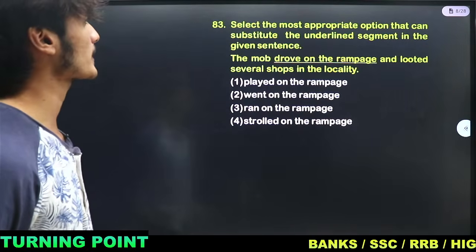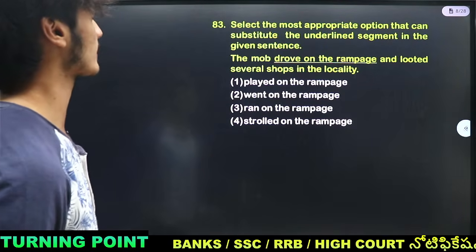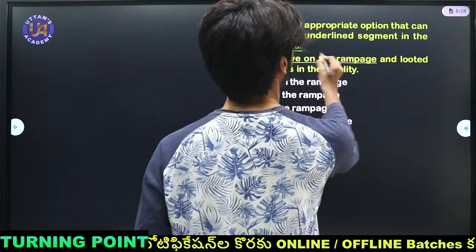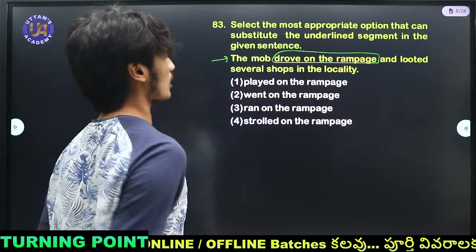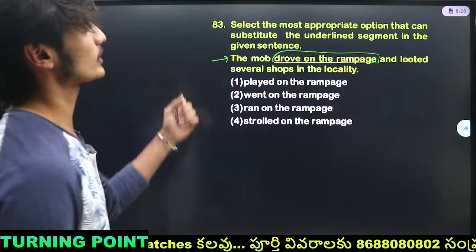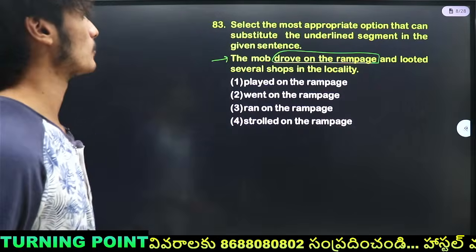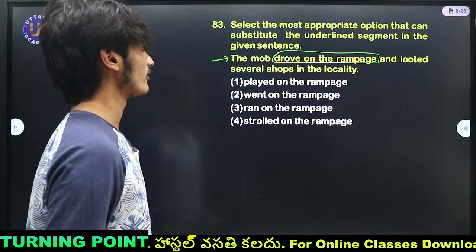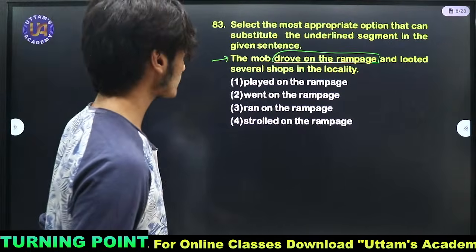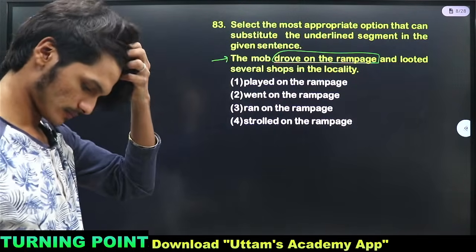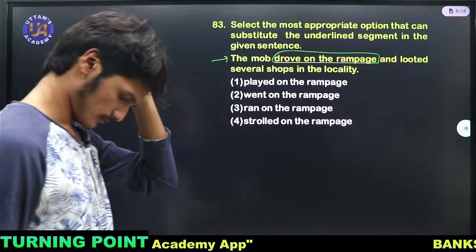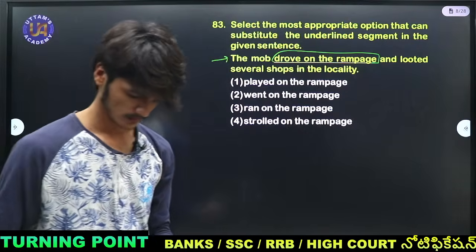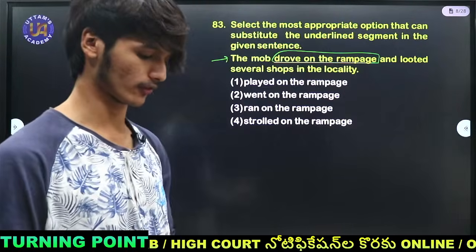Select the most appropriate option that can substitute the underlined segment in the given sentence. The mob drove on the rampage and looted several shops in the locality. Which of the following options can be most suitably replaced in the given sentence? Played on the rampage, went on the rampage, ran on the rampage, strolled on the rampage. Bhavani also answered it right, option A. Yes, Rutik also gave the correct explanation for it.